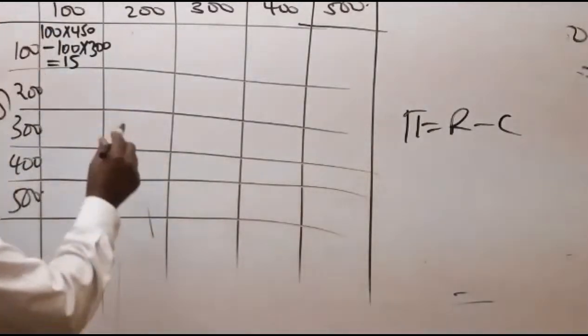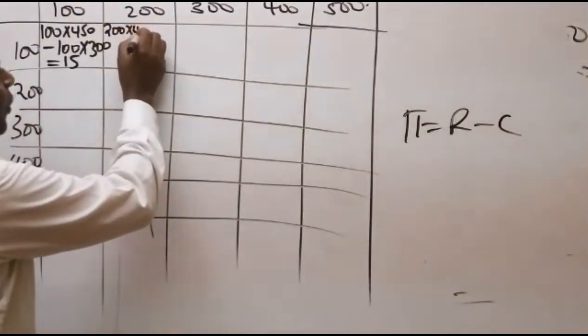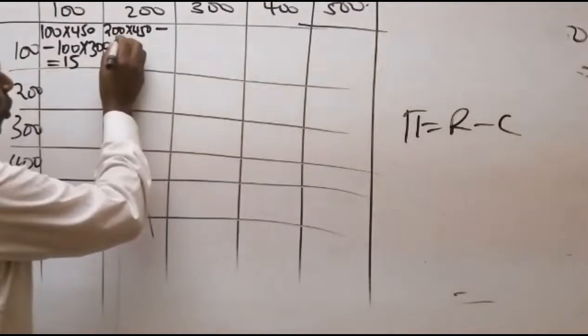So therefore, ladies and gentlemen, my revenue here will be based on 200 times 450. And then minus, look at the cost.